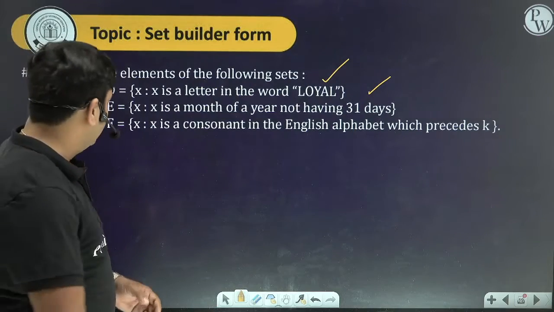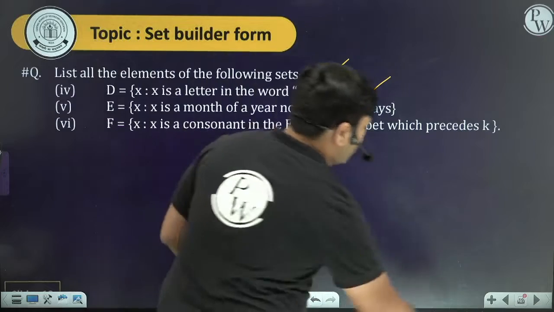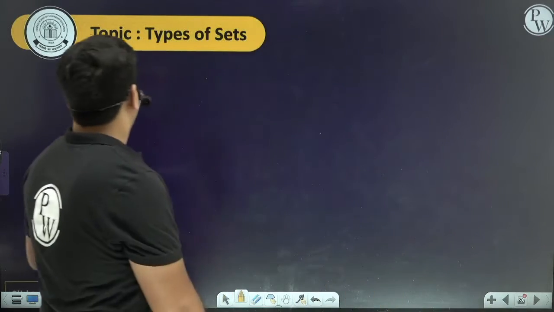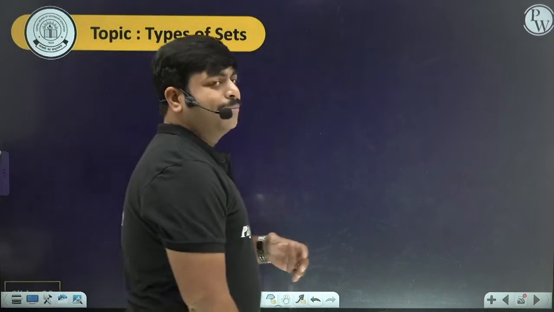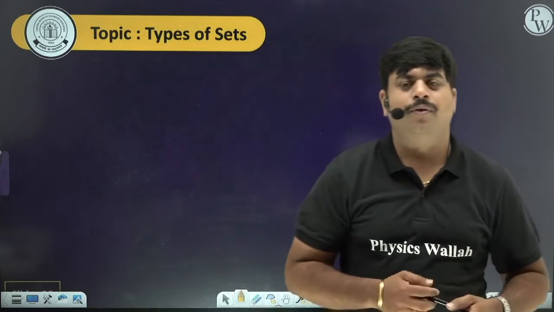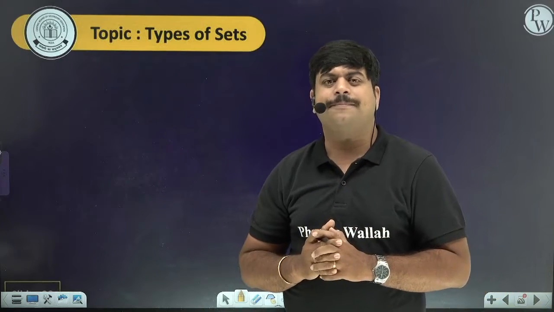So list all those numbers, okay? Okay, so the next one is about types of sets. What do you mean by types of sets?